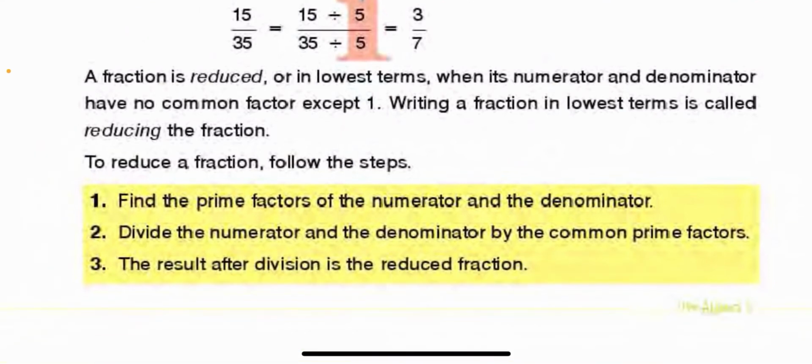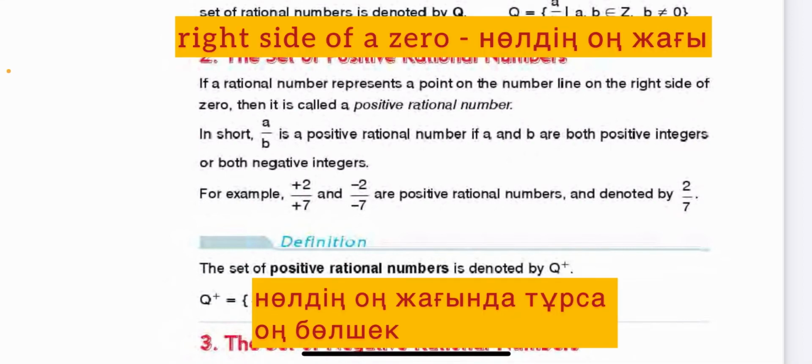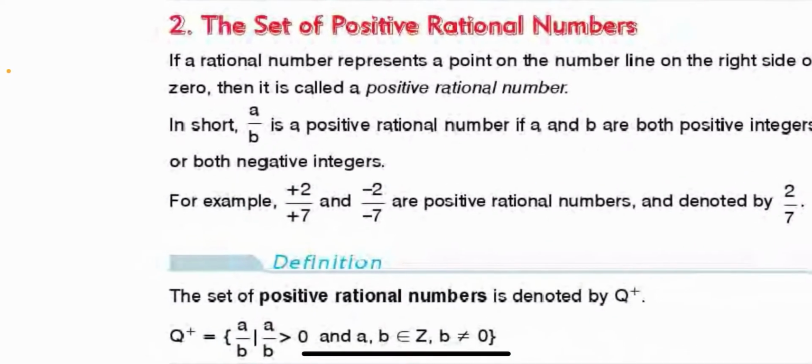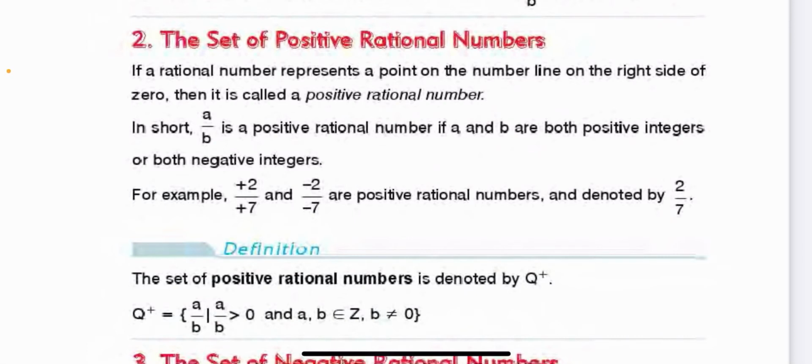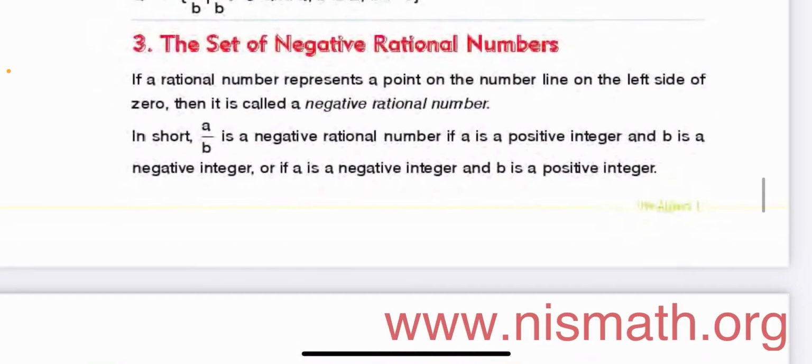Reducing the fraction, okay? Rational numbers can be positive and negative. If a rational number represents a point on the number line on the right side of 0, then it's called a positive number. We say it as 2 over 7. We don't say plus 2 over 7. No, we just say 2 over 7, and it is called a positive rational number. What about a negative rational number?